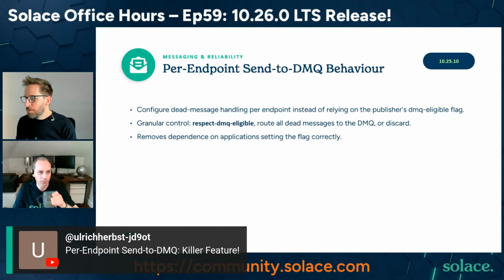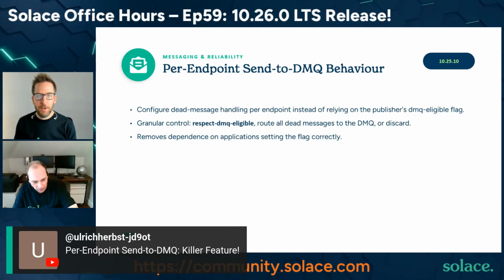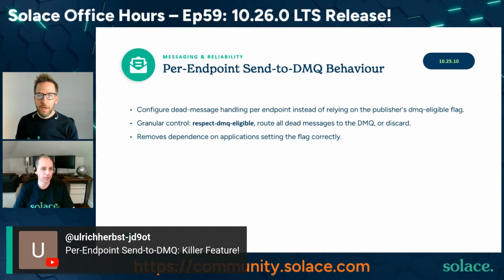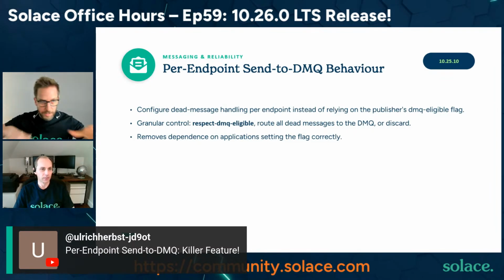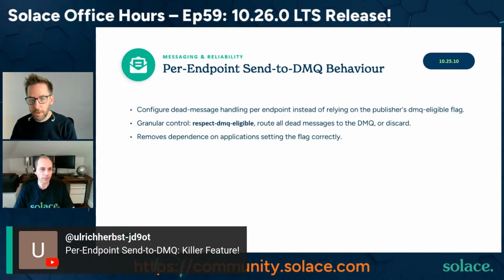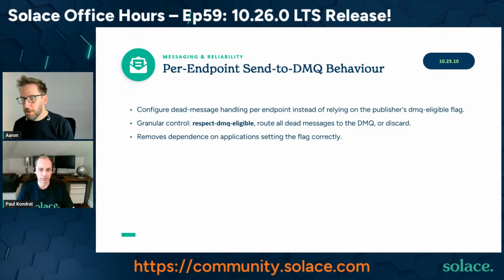And so now, on a per queue basis, just like we did with TTL and max TTL on the queue, you can now specify as an administrator of the broker, for this particular queue, ignore the DMQ eligible flag, and just discard the message if there's too many redeliveries. Or regardless of whether they've set the DMQ eligible flag, I want the messages to go to a DMQ, right? So it puts the control of the routing of the messages inside the broker back into the broker administrator's hands versus relying on the publisher to set this correctly.